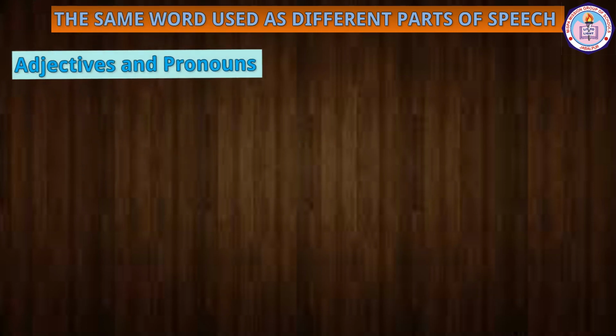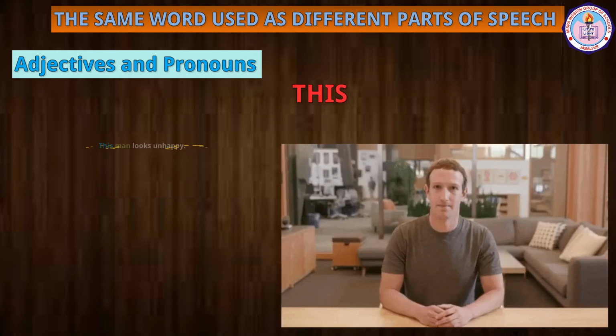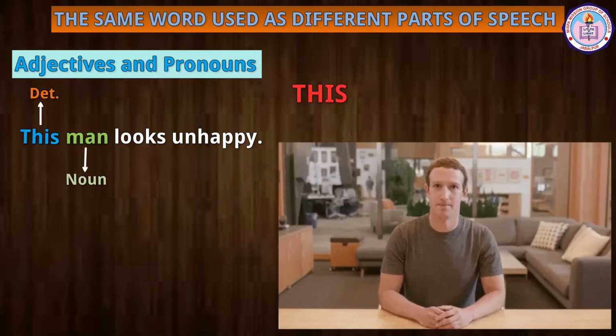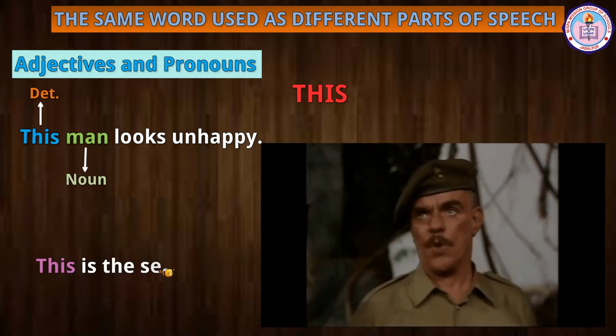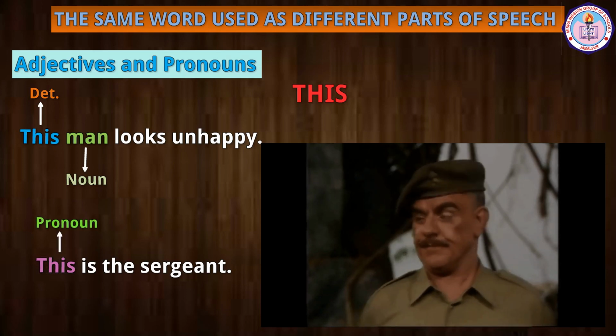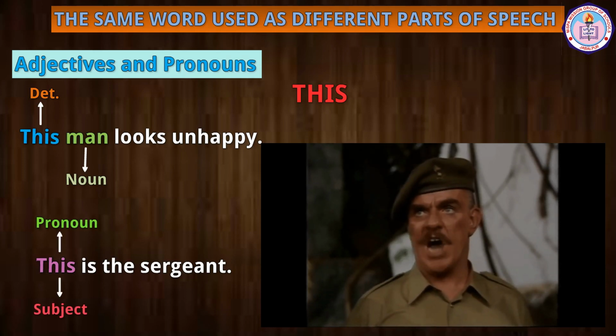Adjectives and pronouns. Some words can be used as adjectives as well as pronouns. This man looks unhappy. Here, this is a demonstrative adjective or determiner that describes the noun man. This is the surgeon. Here, this is a demonstrative pronoun that takes the part of the subject in the sentence.